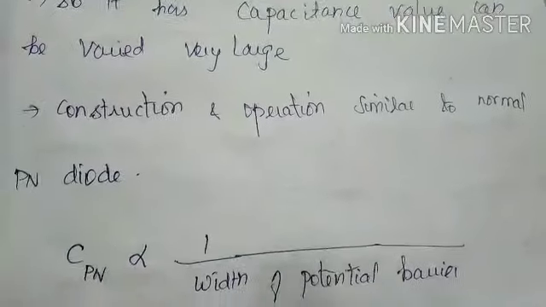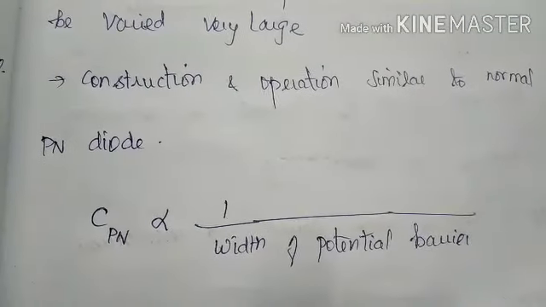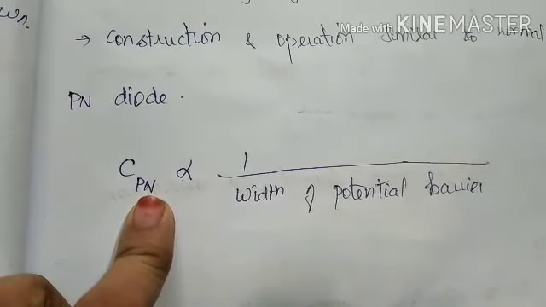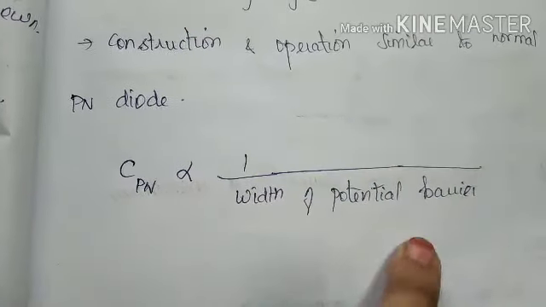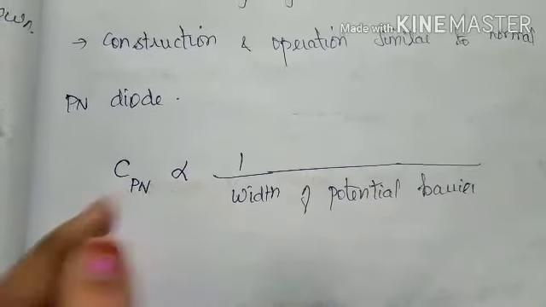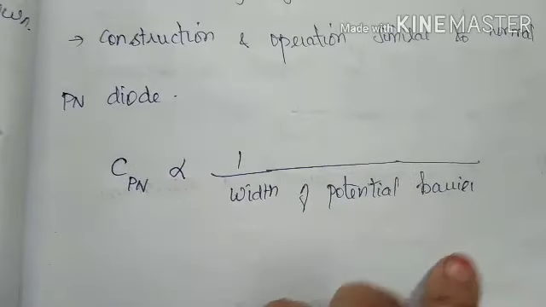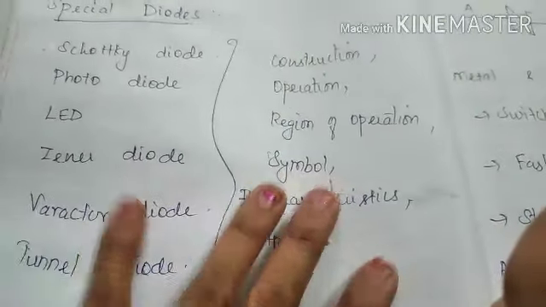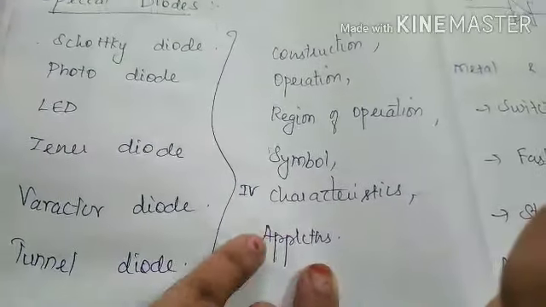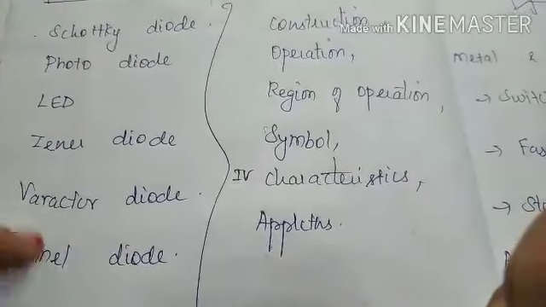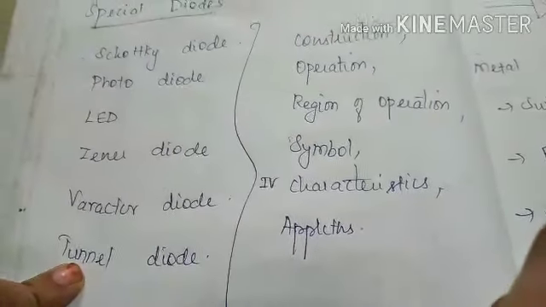So the construction and operation are similar to the normal PN junction diode. Only in terms of capacitance value it is varying. See, the capacitance value of the PN junction diode is inversely proportional to the width of the potential barrier. So these are the important points regarding the varactor diode. In this session I have covered three types of special diodes: LED, Zener diode, and varactor diode. In our next session we will see the topic of the tunnel diode.